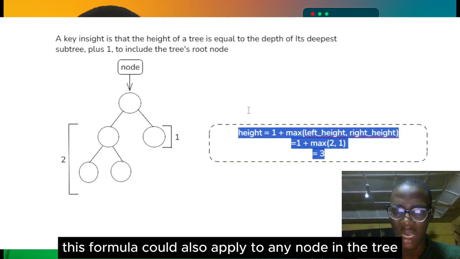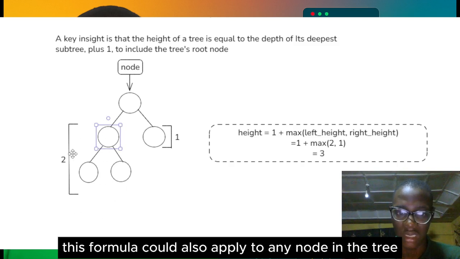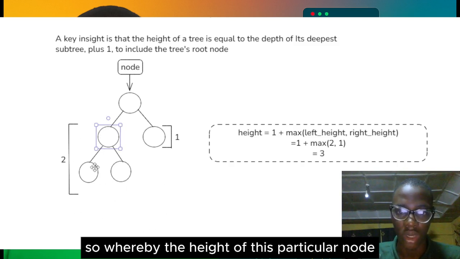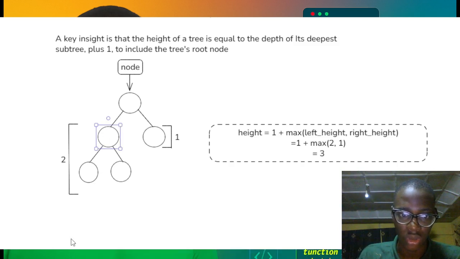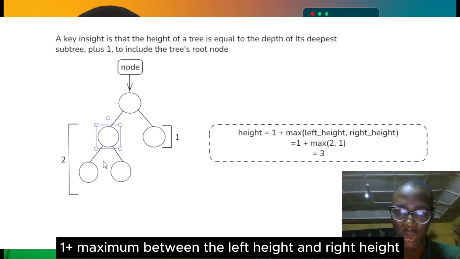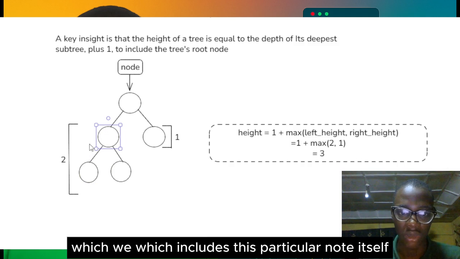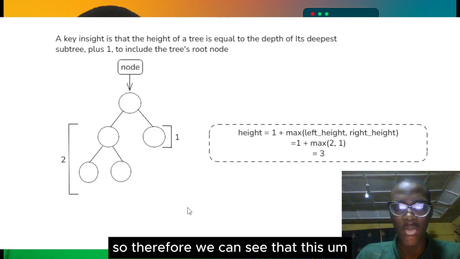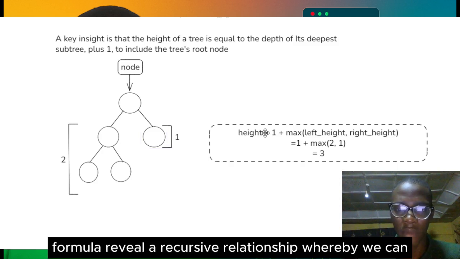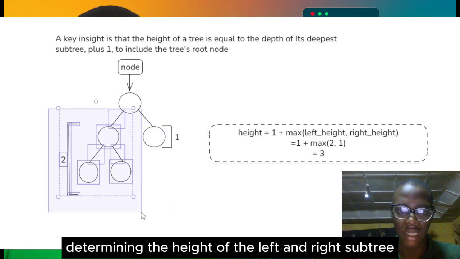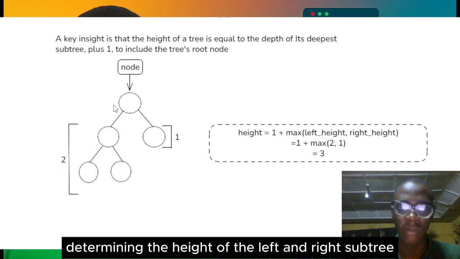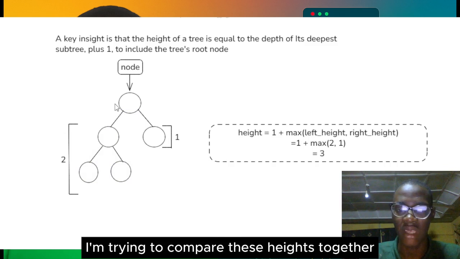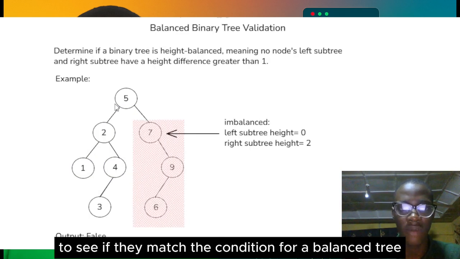Really, this formula could also apply to any node in the tree. So it could apply to this one too, whereby the height of this particular node will be 1 plus the maximum between the left height and right height, so plus 1, which includes this particular node itself. So similarly to any node at all. Therefore we can see that this formula reveals a recursive relationship, whereby we can keep on determining the height of the left and right subtree and compare these heights together, to see if they match the condition for a balanced tree.